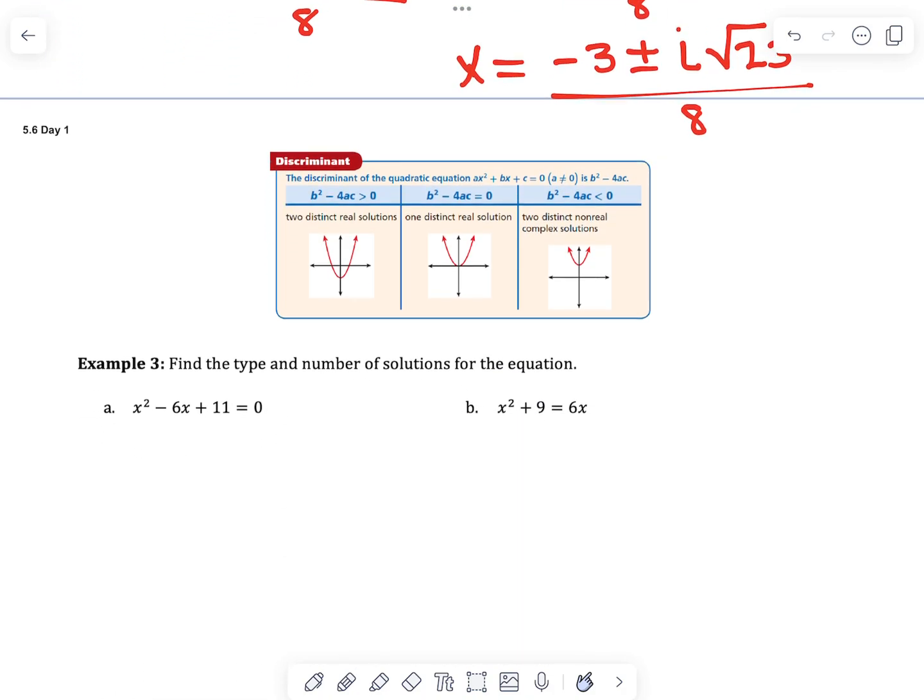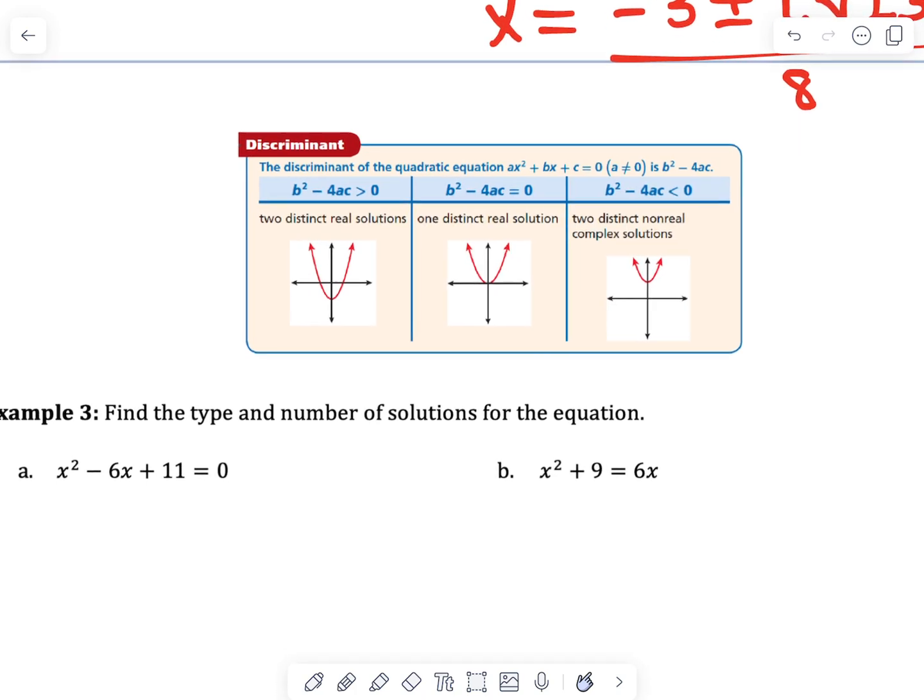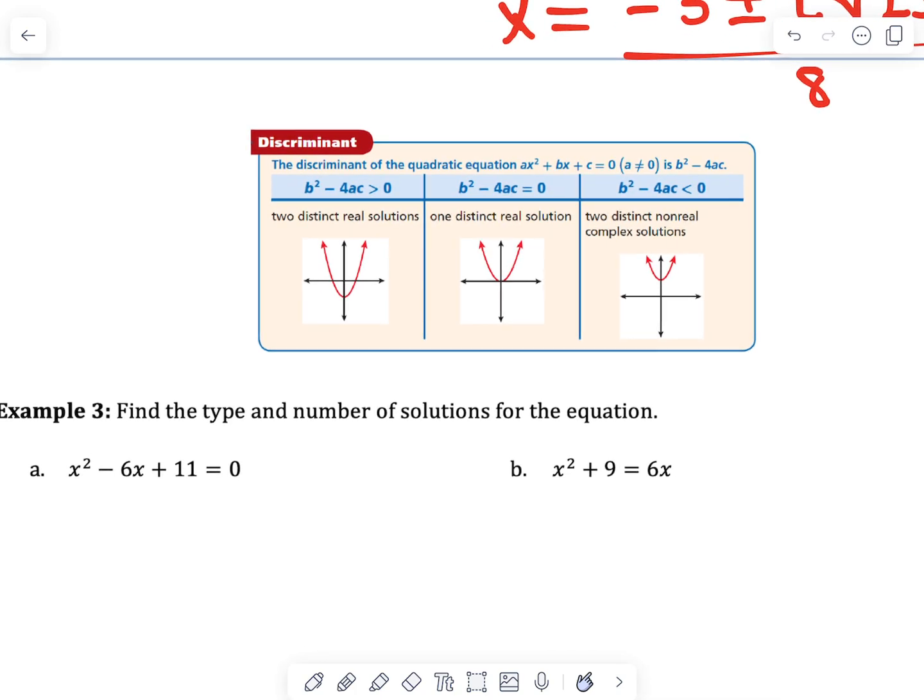This next slide shows you the importance of that discriminant and how many real solutions it can have. So the first one says b squared minus 4ac is greater than 0. So if you have a positive discriminant, you're going to have two real solutions. You're going to have two x-intercepts. So two real solutions. The second one is when your discriminant equals 0. You're going to have one x-intercept. It's going to have a repeated root.